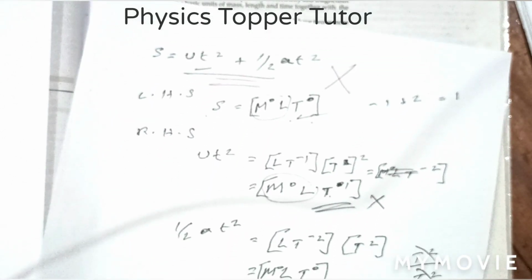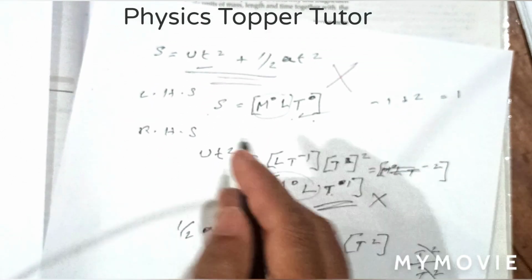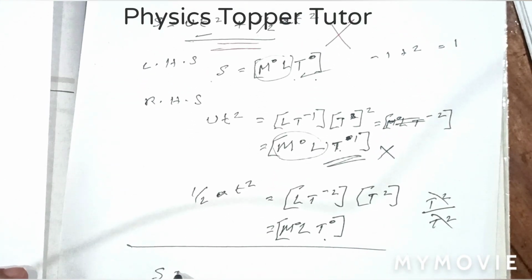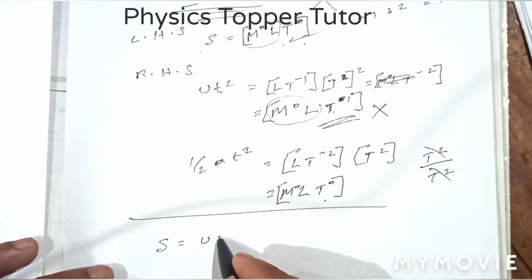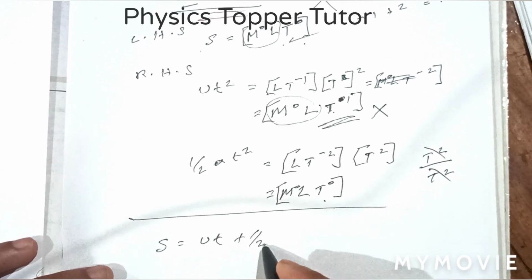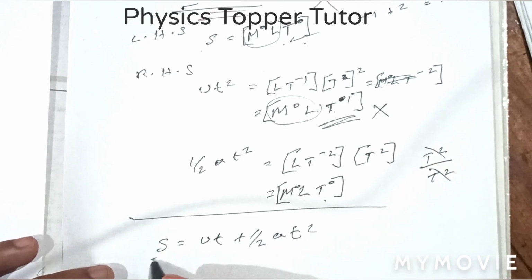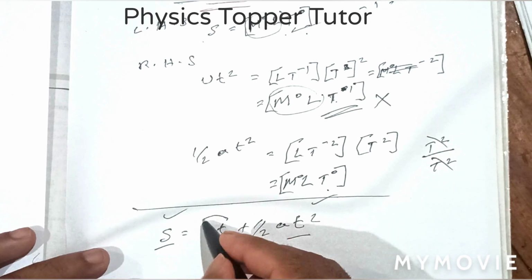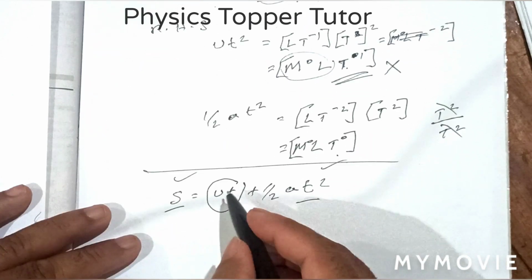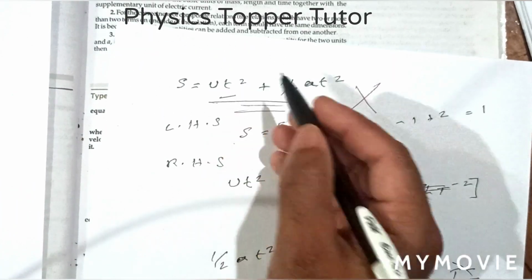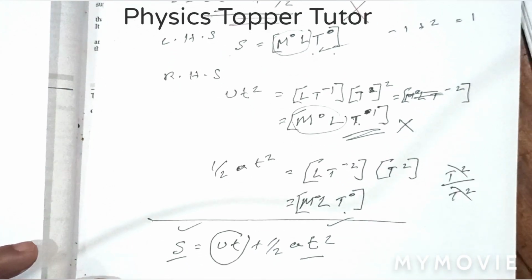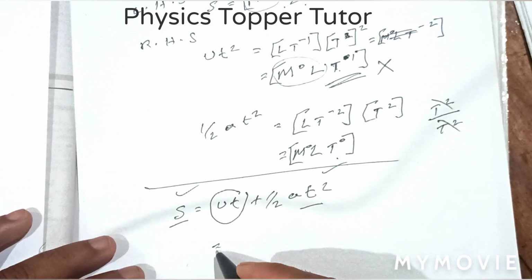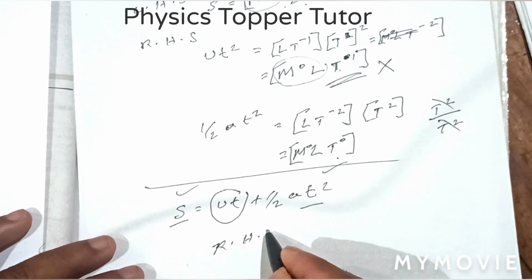So what about the real equation? Let's say in the lower class we learn about s equal to ut plus half at square, isn't it? These two and this two term are already same. Now what about ut? Before it was ut square. s is equal to ut plus half at square. Okay, ut, what about right hand side?